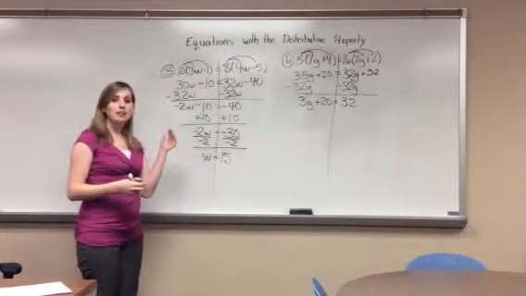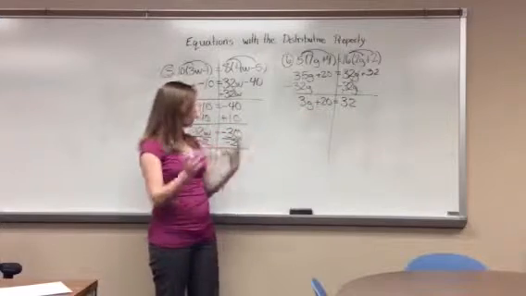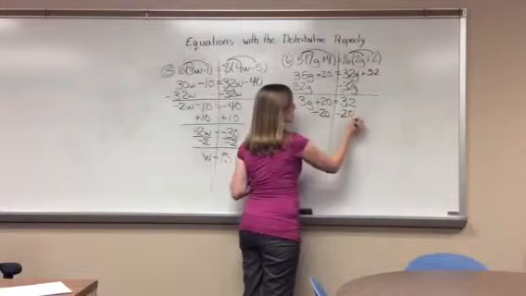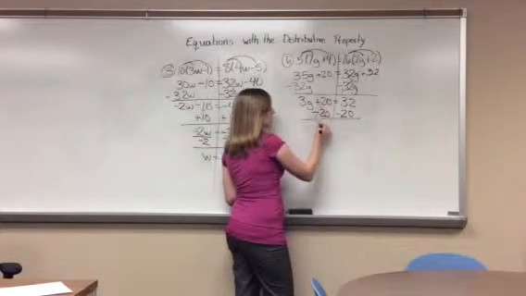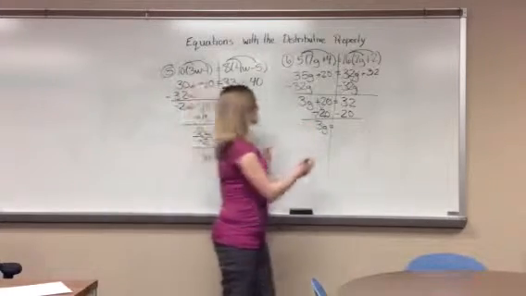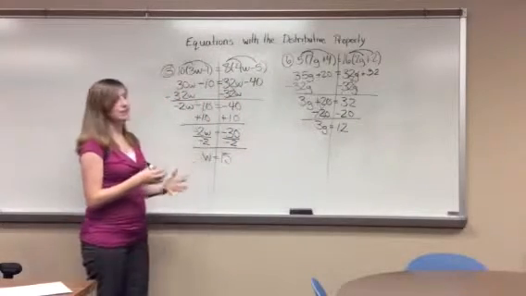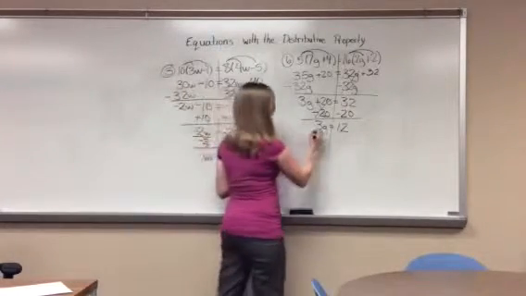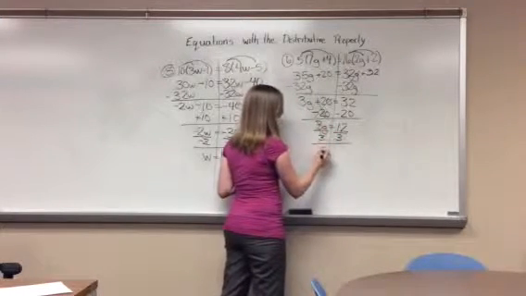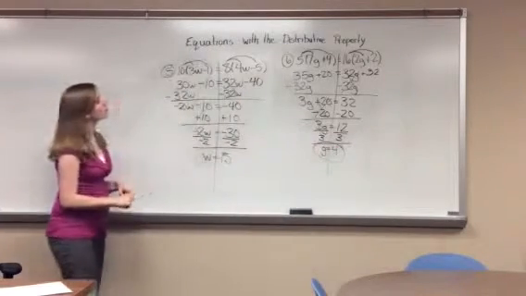After that, I need to get the numbers on the right side. So I need to cancel out the 20. To do that, we do the opposite. So I will subtract 20 on both sides. They cancel. I get 3g equals 32 minus 20 is 12. And last, I need to divide. Divide both sides by 3. So to cancel the 3, we'll divide both sides by 3. They cancel. I get g equals 4. That's my solution.